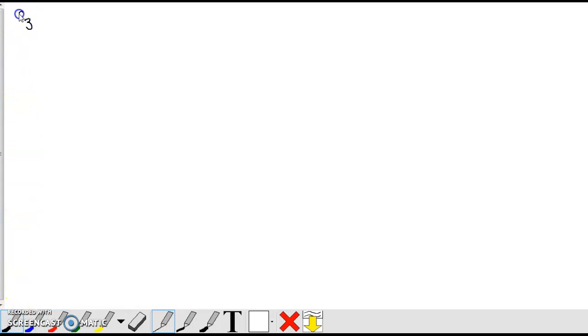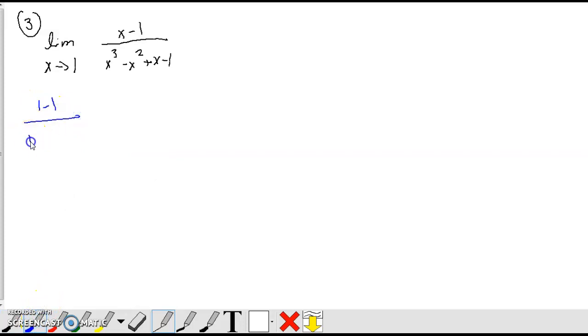Okay, so example number 3. So what about this one? The limit as x approaches 1 of x minus 1 over x cubed minus x squared plus x minus 1. Okay, so again, I'm going to plug in a 1. So 1 minus 1, 1 cubed minus 1 squared plus 1 minus 1. So this will be 0. 1 cubed is 1, minus 1, plus 0. So this will be 0 over 0. So again, indeterminate form. So it's safe to say that x minus 1 is going to be a factor in here.